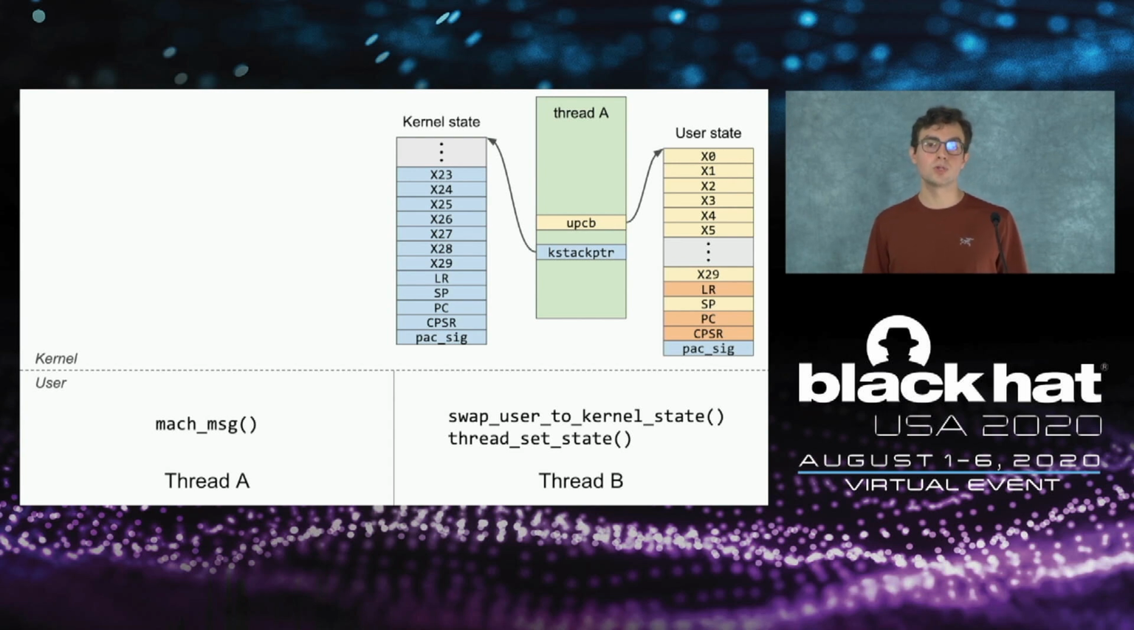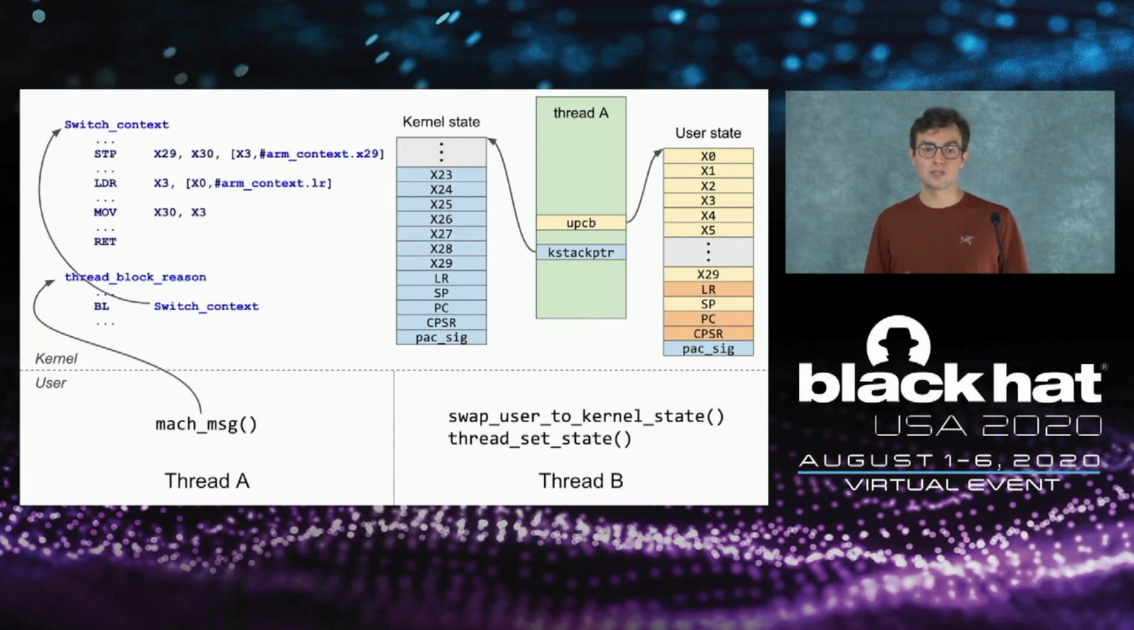And we're going to take a close look at thread A, which has two signed thread states, one for user mode execution and one for kernel execution. What's going to happen is that thread A is going to call some system call, which is going to block, and eventually that's going to reach switch context. When switch context is called, it's going to save all of the registers, including the return address register x30, and it's going to sign that state. And then it's going to cause the thread to block.